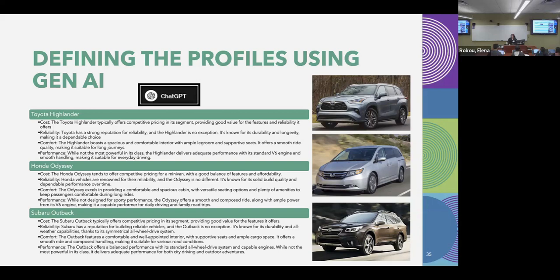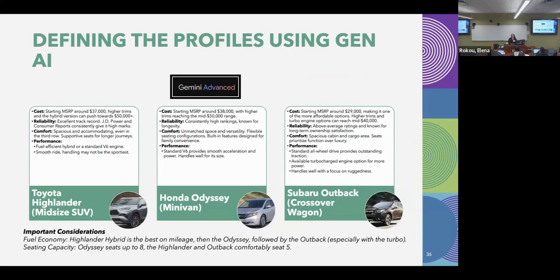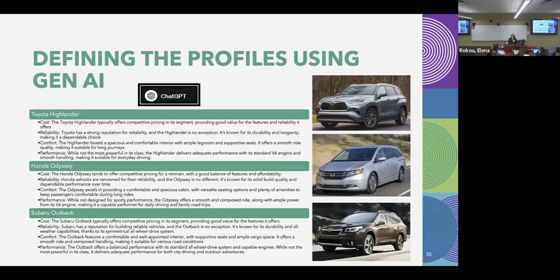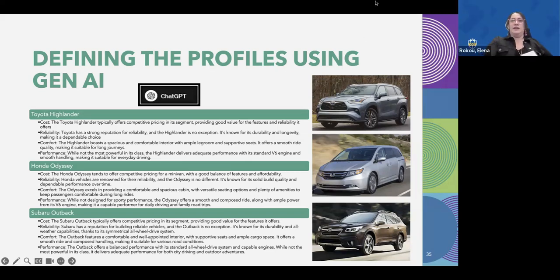So, first way of using a large language model to create profiles. Now, the truth is that I'll show you 2 different types of profiles that I ended up with. The first one is from ChatGPT. And it gives you the characteristics of each of the cars based on the factors that I defined.